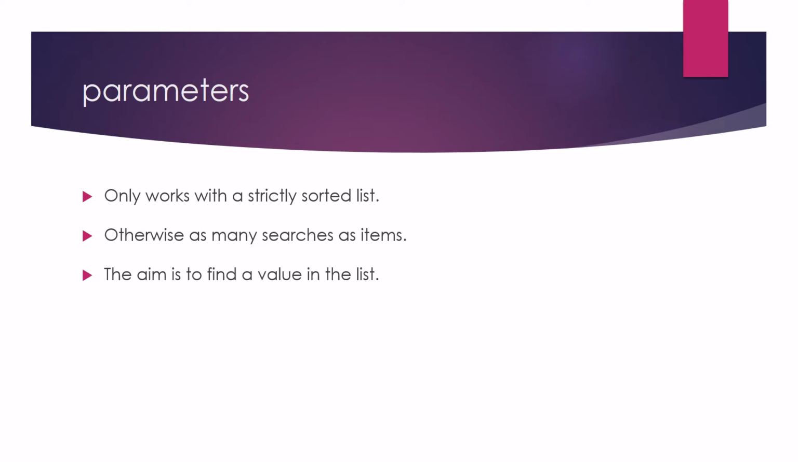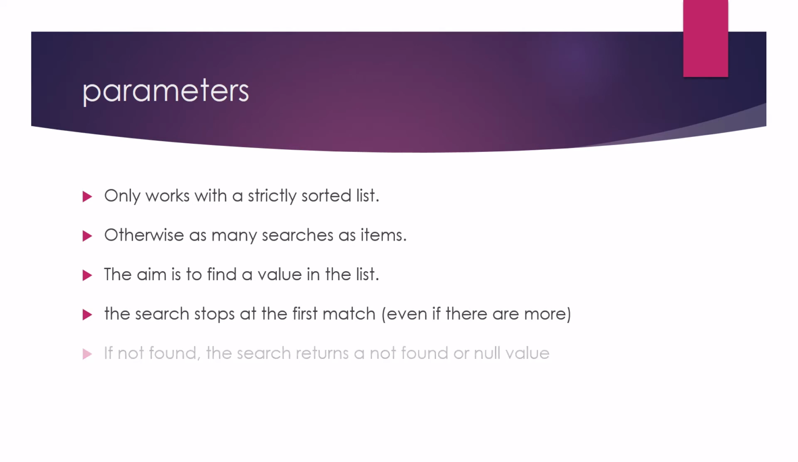The aim of a binary search is to find a value in a list, and the search stops when it finds the first match, even if there are more. If it's not found, the search returns either a not found value or a null value. It depends on the algorithm you're dealing with.